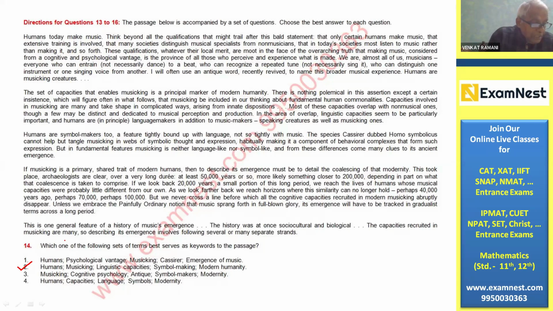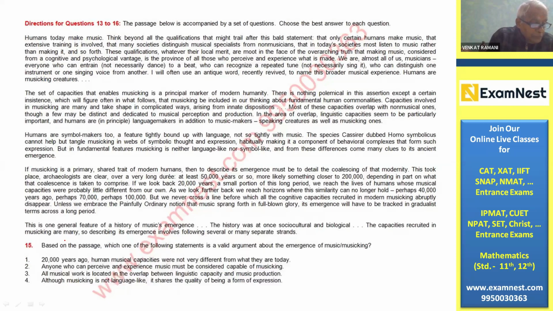The next question: based on the passage, which one of the following statements is a valid argument about the emergence of music? So, valid argument, you can go to the last paragraph for this question and you get the answer there. 20,000 years ago, human musical capacities were not very different from what they are, right? That is what he says here. That's a valid argument about the emergence of music. So the others cannot be the answer.